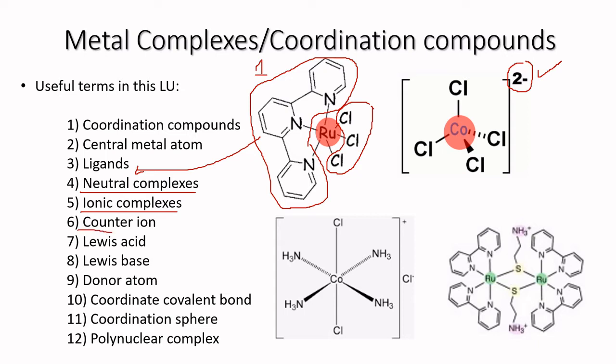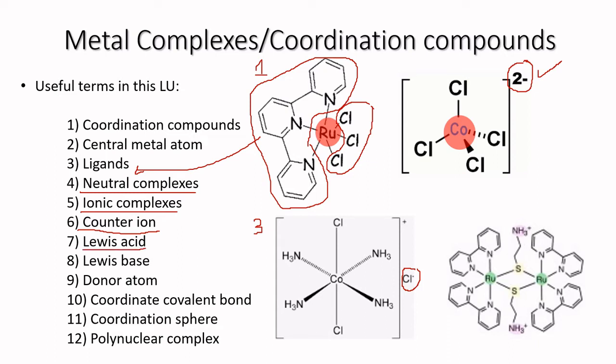And then another term, which is the counter ion. A counter ion is when you have an ion that is trying to balance the charge of the complex outside the bracket. So if you look at example number 3 here, compound number 3, the Cl ion, chloride ion outside of the bracket, this is what we call a counter ion.